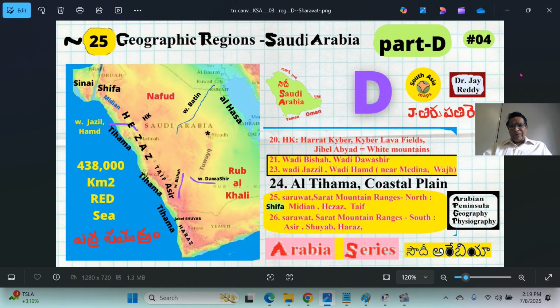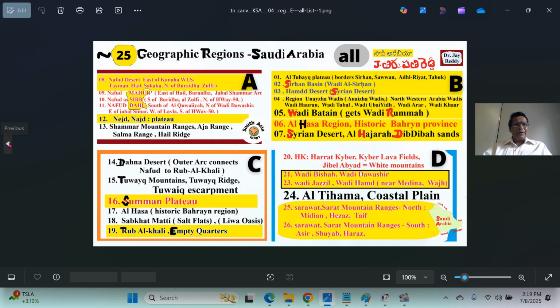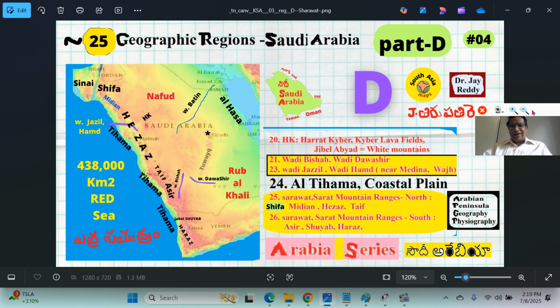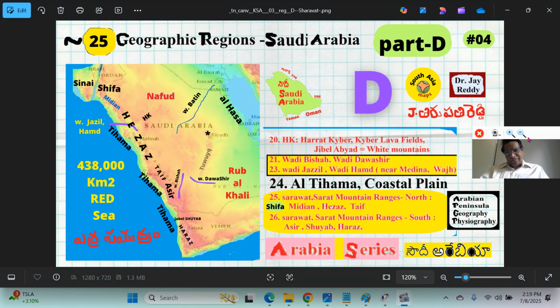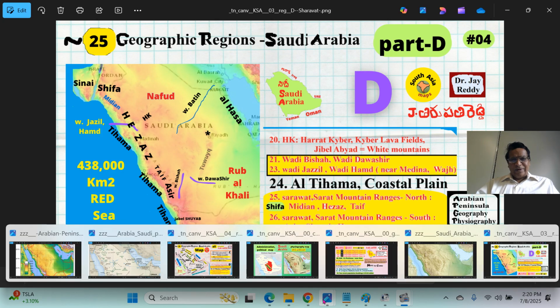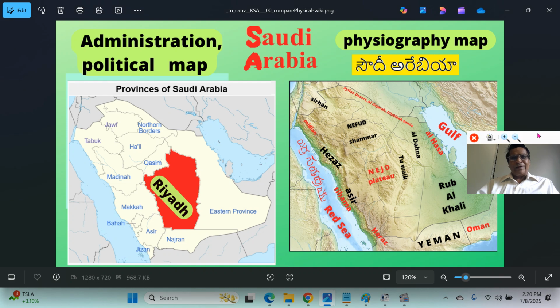First, I will go over these regions, and later I will take you to different maps and show you. We are talking about Arabian Peninsula, geography, physiography. There is a difference between the geographical regions and physiographical regions.